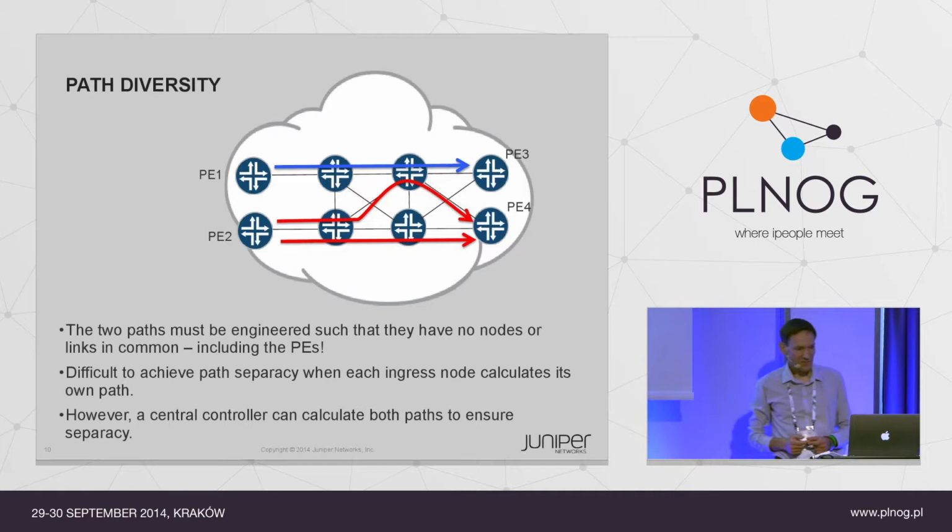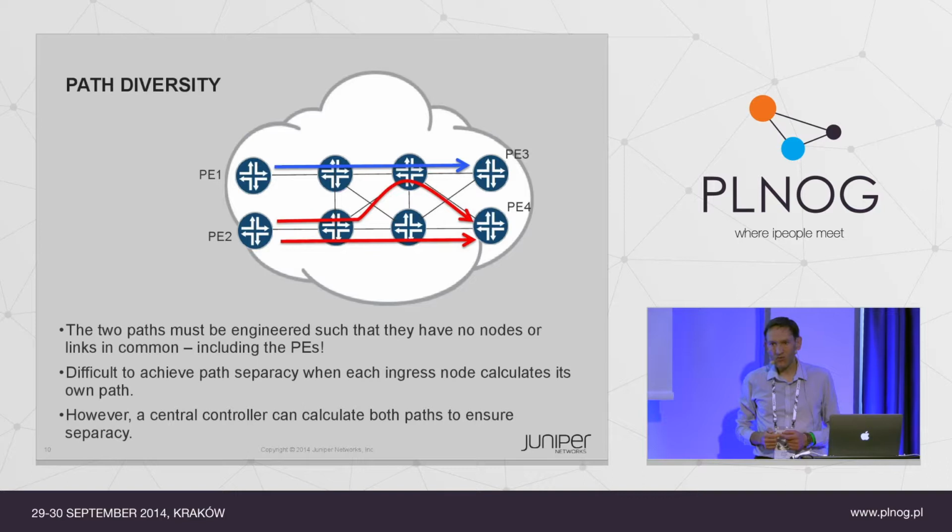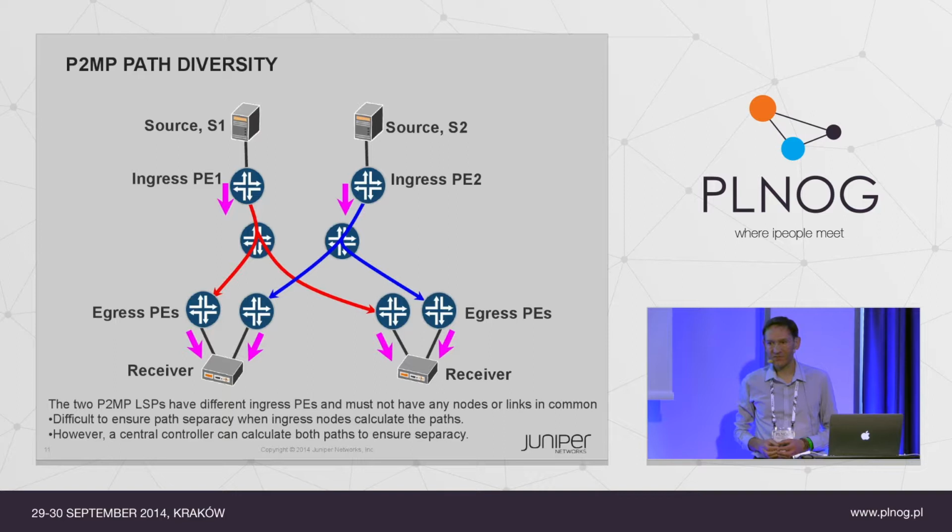This example that I've just shown you is for point-to-point LSPs, but also a similar requirement exists for point-to-multipoint LSPs. Point-to-multipoint LSPs, which are traffic engineered using RSVP, are used very often for things like broadcast television or real-time market data. And there is a path diversity requirement for that.